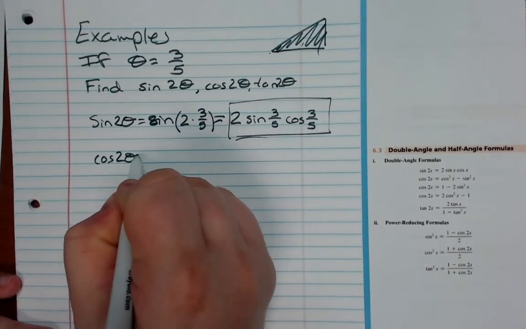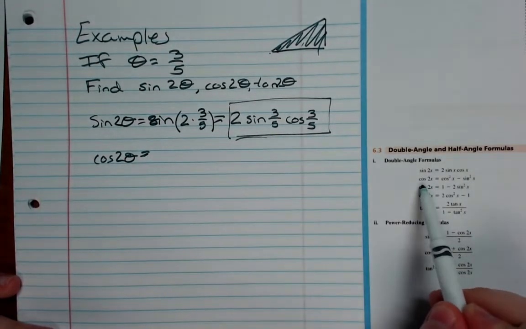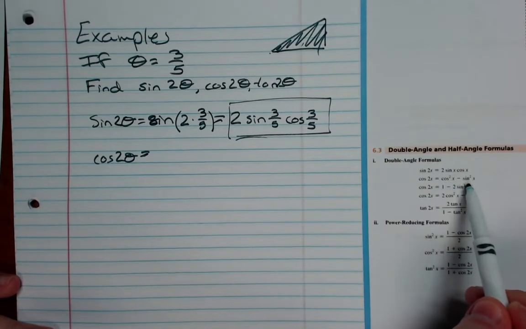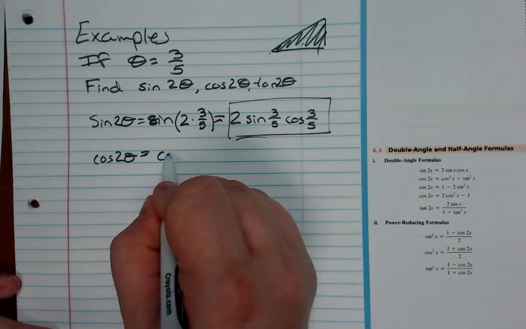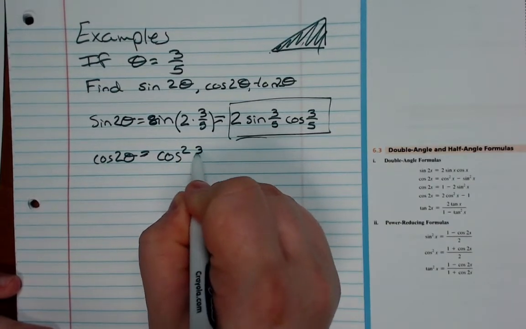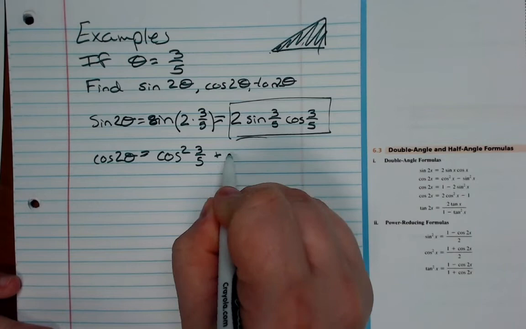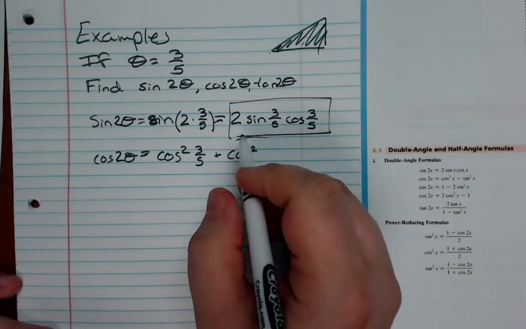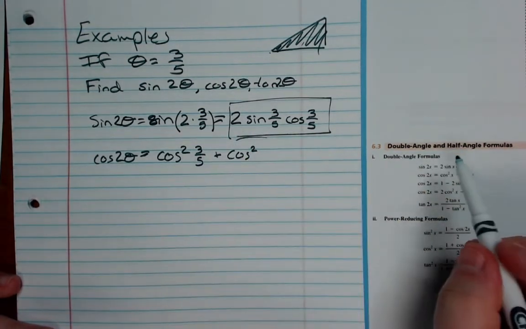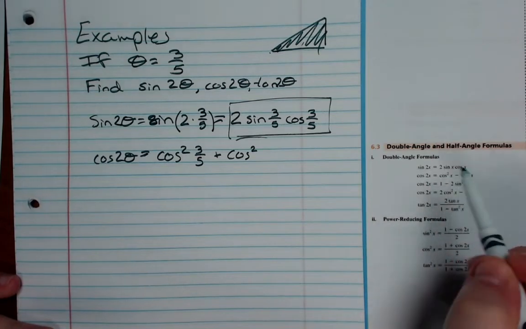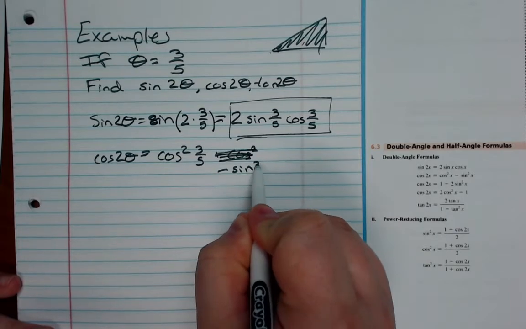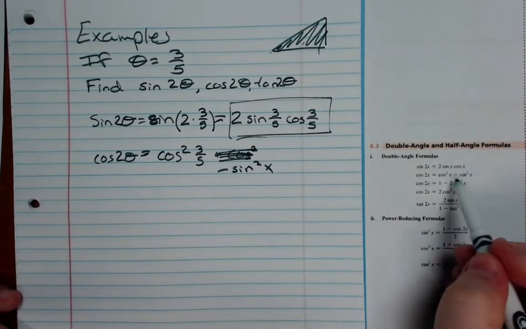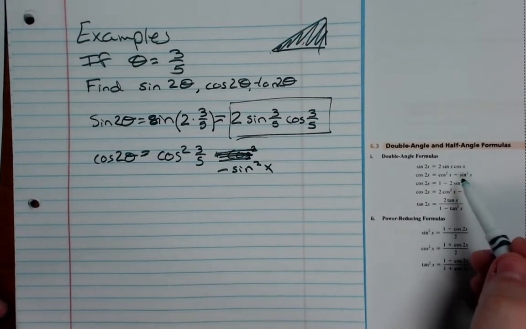Cosine of 2 theta is cosine squared x minus sine squared x. So that's cosine squared 3/5 minus sine squared 3/5. Cosine 2x is cosine squared x minus sine squared x. Gotta be careful here. Make sure we're looking at our formulas. Got a little ahead of myself.